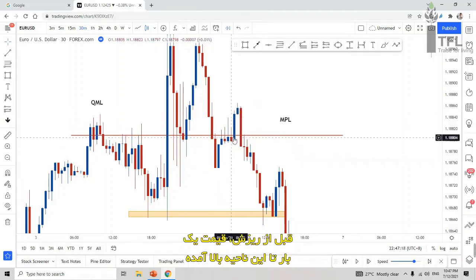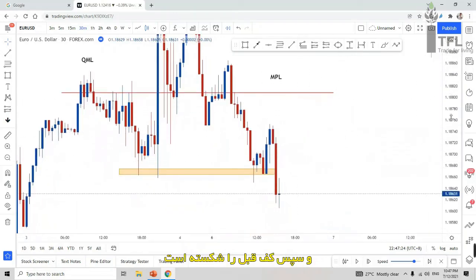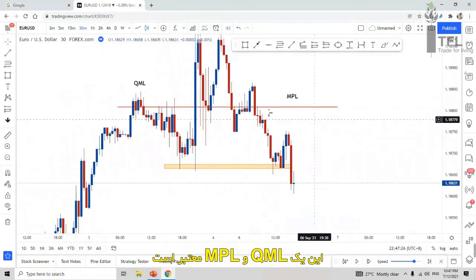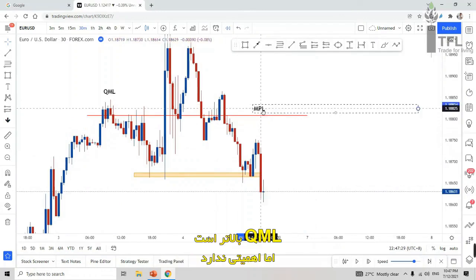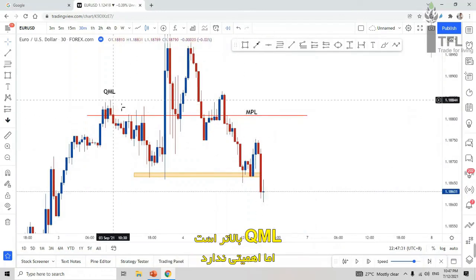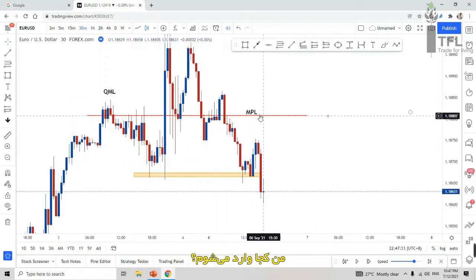So what happened is that the price, if you look at it properly, came up into this area before it plunged down and then broke the low. So this is a qualified QML, MPL. The QML is on the top, but it's not important. So this is the MPL.